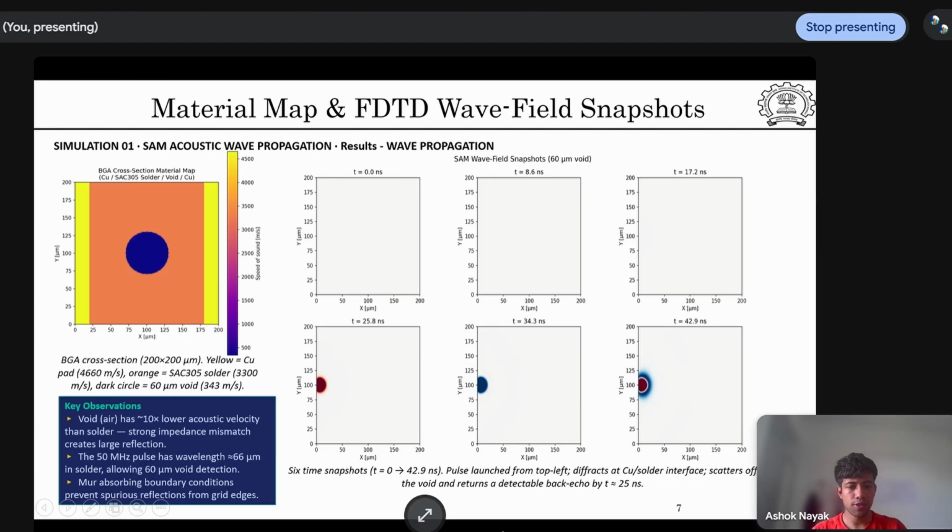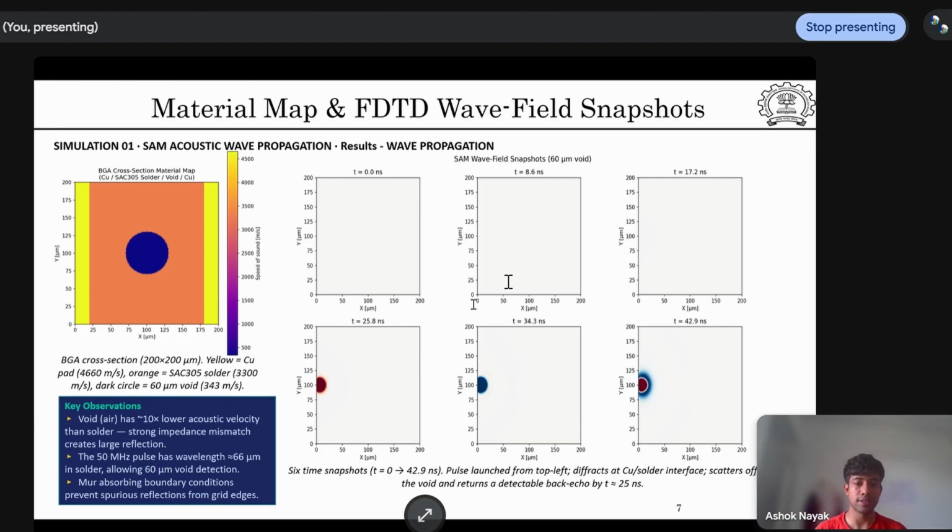Now, for simulation, on the left is the material map. Yellow is the copper pads. Orange is SAC 305 solder, and the dark circles is the 60 micrometer void. The color axis is the speed of sound.